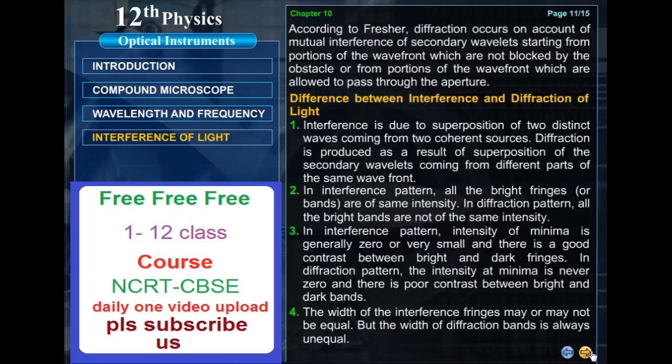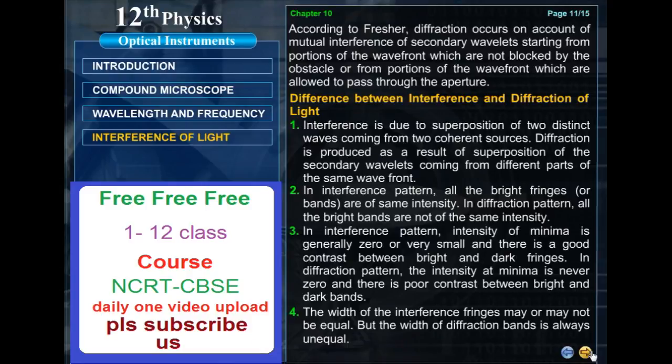According to Fresnel, diffraction occurs on account of mutual interference of secondary wavelets starting from portions of the wavefront which are not blocked by the obstacle or from portions of the wavefront which are allowed to pass through the aperture.